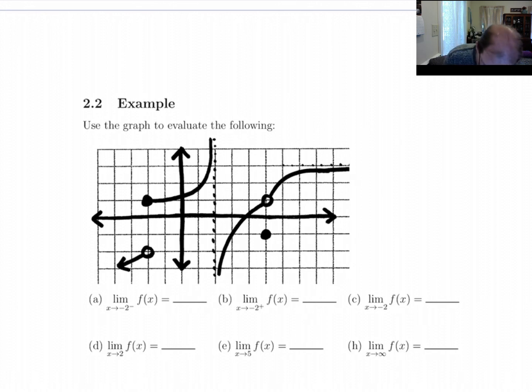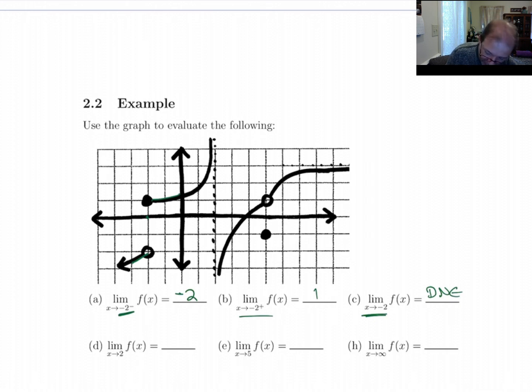All right, let's look at this. X is approaching -2 from the left. So that's -2 approaching from the left. It's going to be -2. Approaching -2 from the right, the answer is 1. And the overall limit is going to be D and E because they don't match.